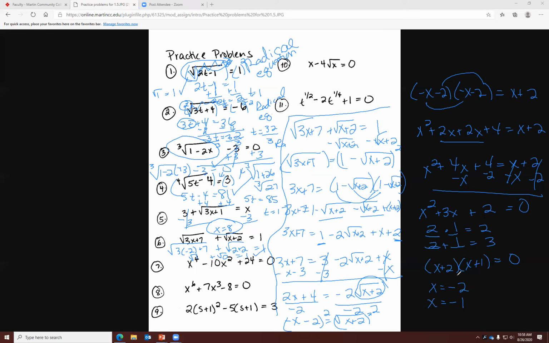And then we try the negative 1, so that's going to be square root of 3 times negative 1 plus 7, plus negative 1 plus 2, is that equal to 1? That's negative 3, that's square root of 4, which is 2. That's going to be square root of 1 plus just 1. 1 plus 2, is that equal to 1? No. So that one does not work. We have one answer for that.